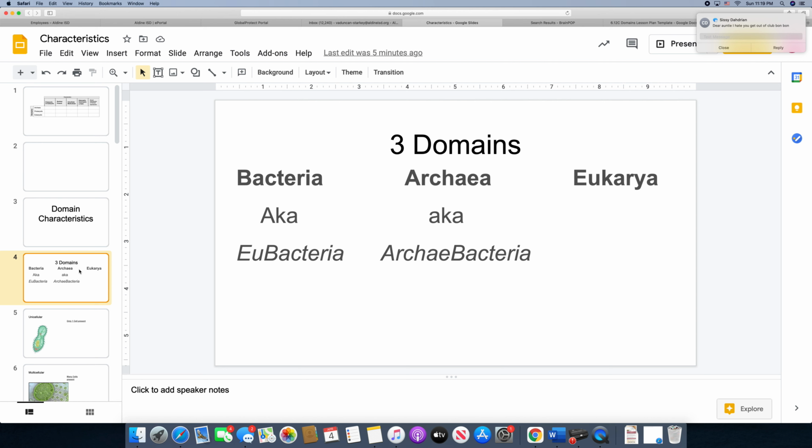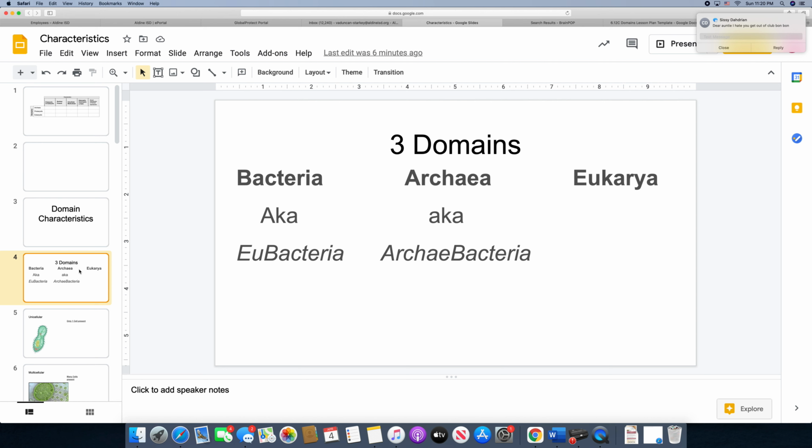That's because depending on what reading material you're looking at, these domains are sometimes called by different names. Domain bacteria is often called domain eubacteria. Domain archaea is often called domain archaebacteria. These are not different domains. These are the same domains. That's just like me saying, my name is Miss Duncan or my name is Miss D. I'm the same person, but there's two names.